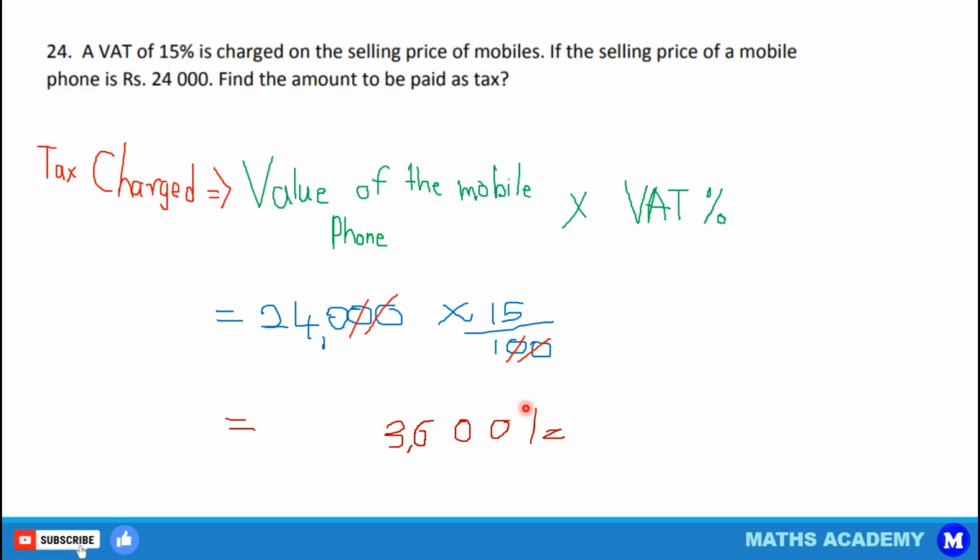So that will be equal to 3,600 rupees. This is the amount that is paid for the tax. So I hope you understood it. With that, let's move on to the next slide.